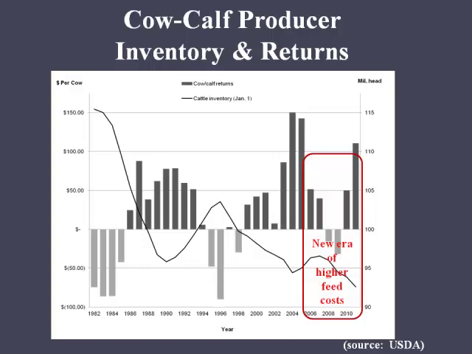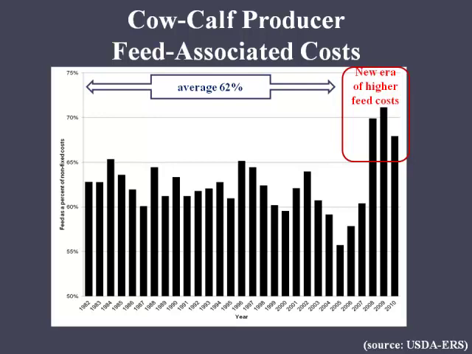So you can see that the cattle inventory is the solid line, and then the bar graph shows the cow-calf returns. And you can see a trend here over time where as cattle inventory decreases, there is a corresponding increase in cow-calf returns. And this pattern has been repeated over the last 20 years until we come to the last few years since 2006. And here we're in a new era of higher feed costs. And you can see that this kind of inverse relationship between returns and inventory has gone away.